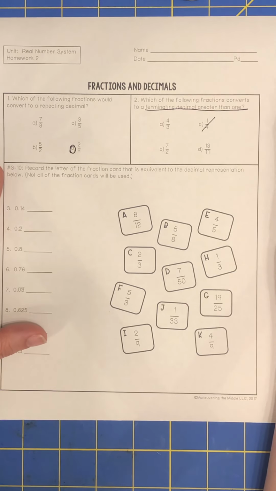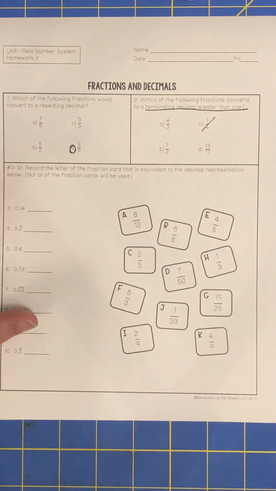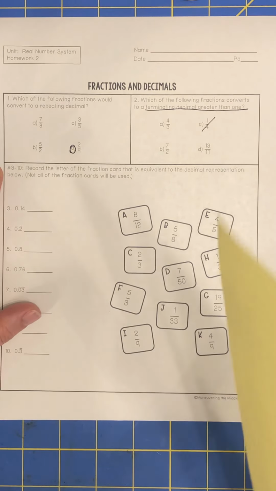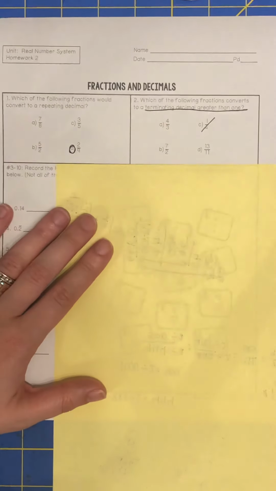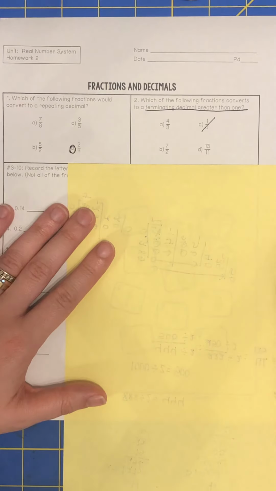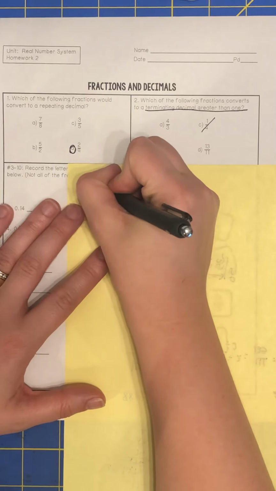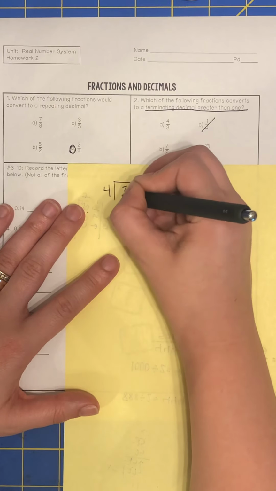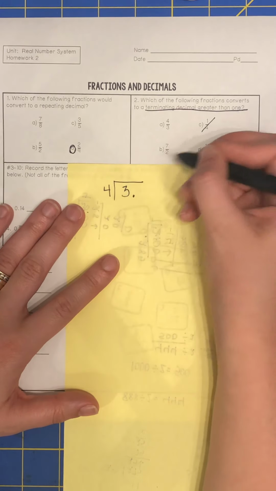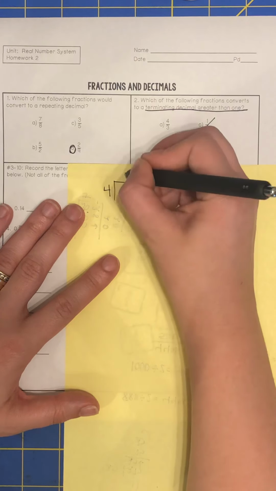I just simply have to figure out which one of these is going to be a terminating decimal, meaning that it's going to stop. So if I look at answer choice A, it is 4/3. So in order to solve this, I take the numerator and divide it by the denominator, and this will be a decimal because 4 is not going to go into 3 at all.